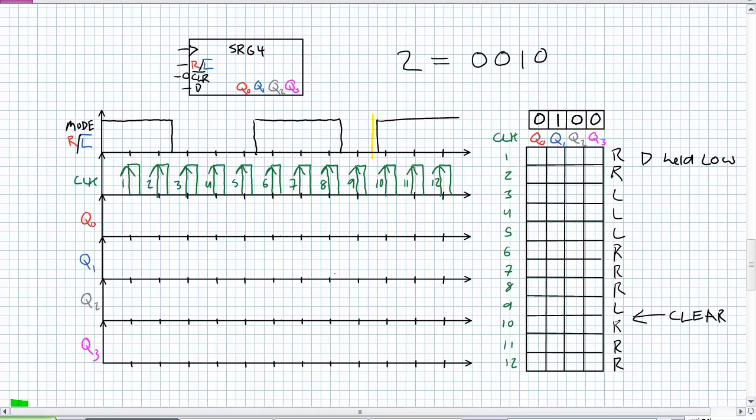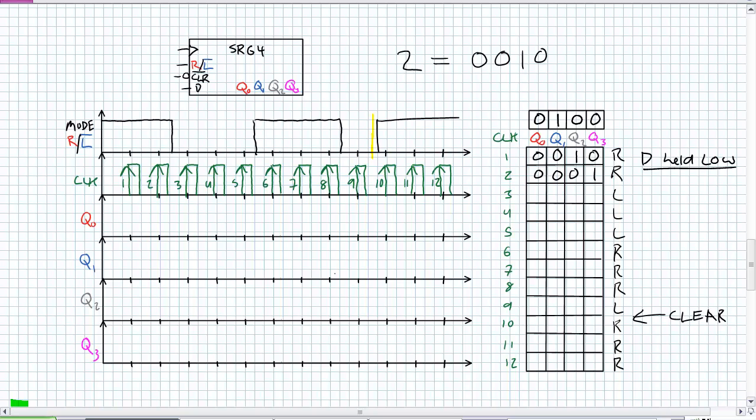So what happens? When we shift it right, the 0 in Q0 is going to go to Q1. 1 in Q1 is going to go to Q2. The 0 in Q2 is going to go to a 0. What's being shifted into Q0? Well, I've told you D is constantly being held low. 0. We're in right shift mode. Again, what happens? Q0 goes to Q1. Q1 goes to Q2. Q2 goes to Q3. What's being shifted in, in this example only, I've told you D is being held low, 0.